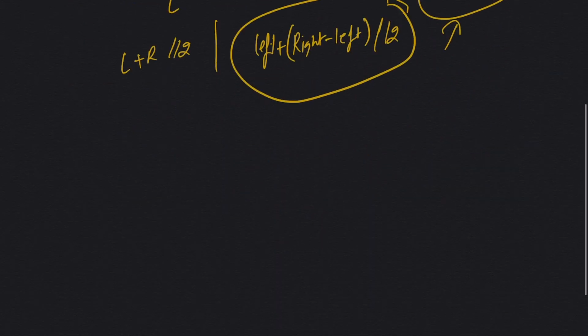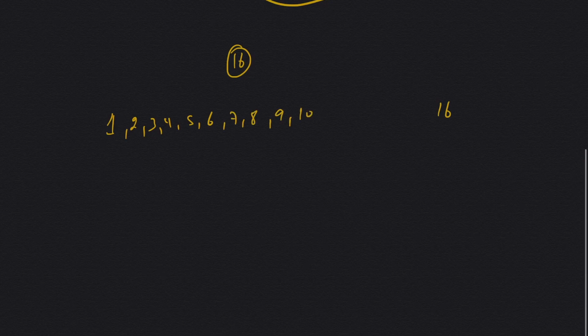Let's see it with the example. So we are again with 16. We will start from 1 and we'll go till 16. 2, 3, 4, 5, 6, 7, 8, 9, 10, 11, 12, 13, 14, 15, 16. So we can start my left pointer from here and right pointer from here.